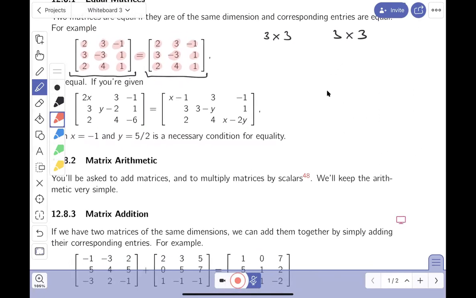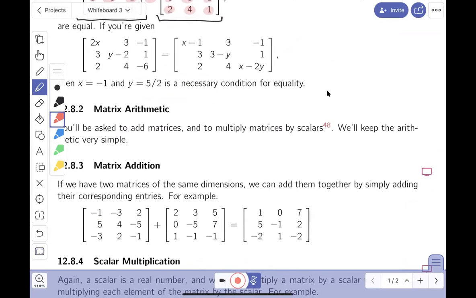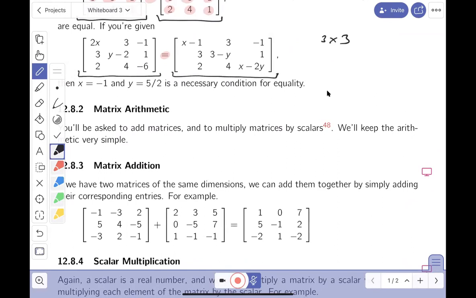Let's look at the next one. This one over here. They claim they're equal. So let me write this down for you. The first matrix is a 3 by 3. The second matrix is also 3 by 3. Now I'm going to outline what entries I'm seeing over here. I'm seeing this and this. They have to be the same. Now we'll get to the condition later.